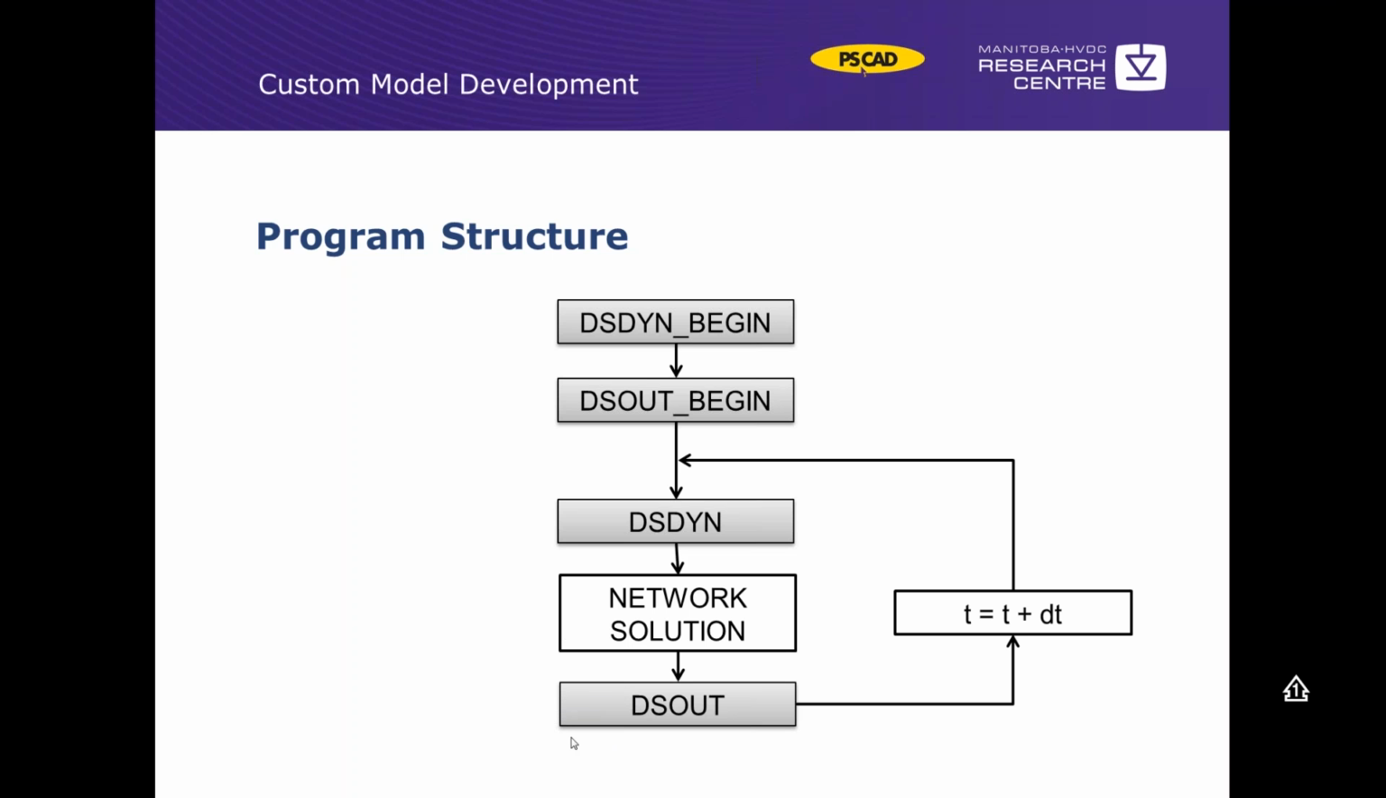So this is the place where you can measure the output, which would have the latest information for that time step. And after that, the time step is incremented, and then we are going back to DSDYN. The begin sections, DSDYN begin and DSOUT begin, are the ideal place to convert the user supplied data to the required form asked by the model, the code executed in DSDYN or DSOUT.